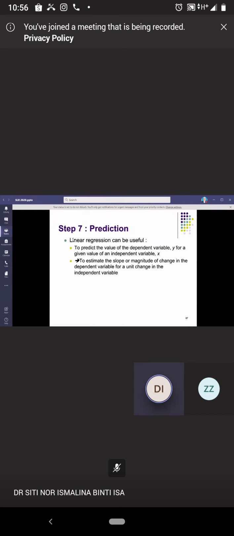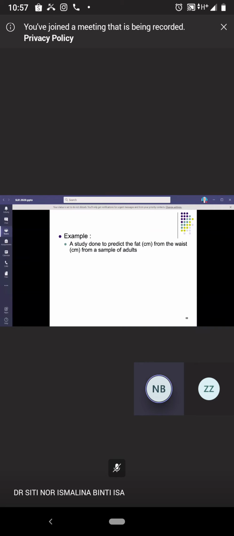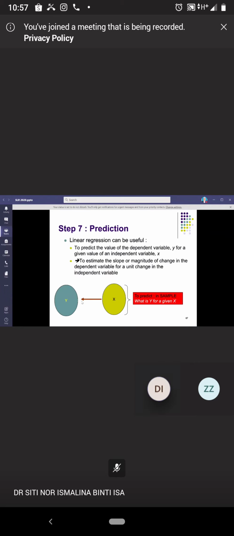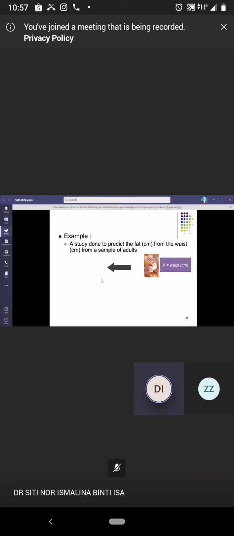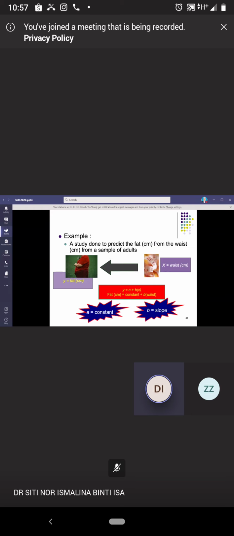And this one is the optional step: prediction. Linear regression can be useful to predict the value of the dependent variable for a given value of an independent variable. So we want to predict y for a given value of x. We can use the regression equation based on the result. Here a study was done to predict fat from waist from a sample of adults. We can use the equation y equals a plus bx.